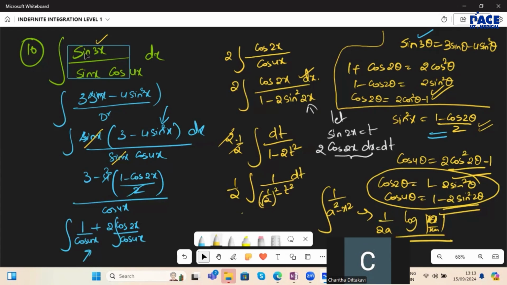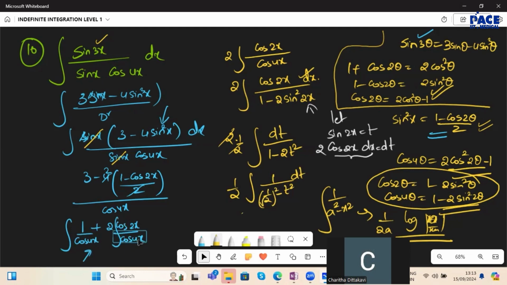So first thing what we have done, sine 3x is replaced like 3 sine x minus 4 sine cube x. Next, I have removed sine x common, cancelled out. So 3 minus 4 sine square x. That sine square x also can be replaced with 1 minus cos 2x by 2. So that is what is done, and we ended up with 1 by cos 4x and cos 2x by cos 4x. 1 by cos is always secant, which has no problem at all. Problem arises with cos 2x by cos 4x.